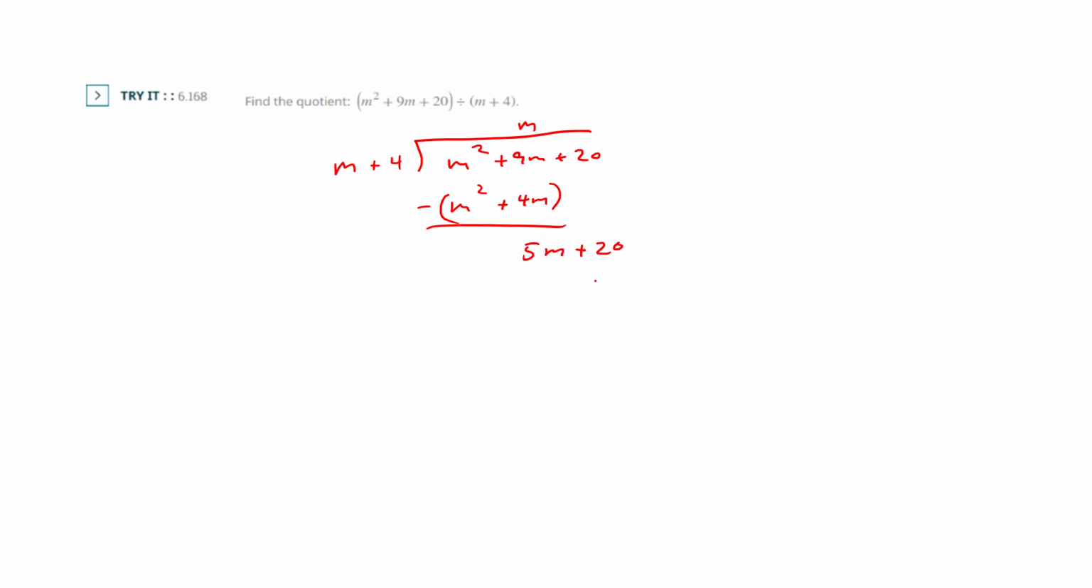Bring down my next number. Let's make m turn into 5m. Okay, we could do that by multiplying by 5. So 5 times m is 5m. 5 times 4 is 20. Okay, check for leftovers here. And so it would change all the signs. There would be nothing, no remainder. So m plus 5 is our answer.